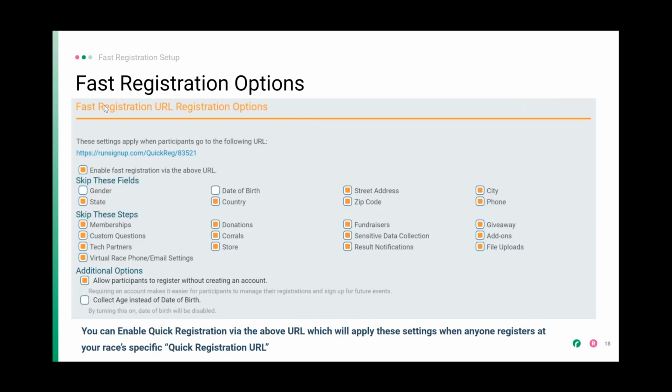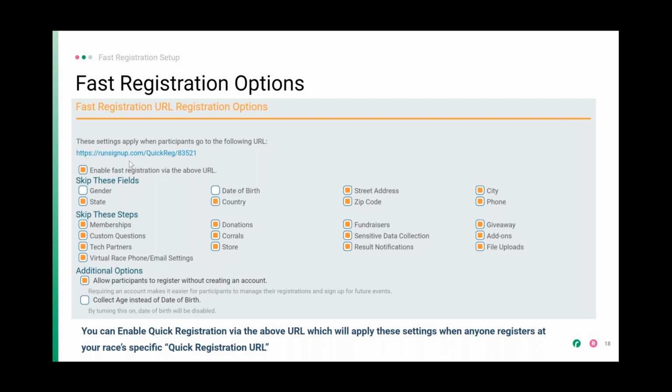And then finally, fast registration URL. Now, before you do anything, before you even enable it, you've got a URL right here. And you can see for this event, the event ID is 83521. Whenever you talk to an account manager or a support person, they're probably going to ask you what your 5 or 6 digit event ID is. And that's how you know what your quick reg URL is.